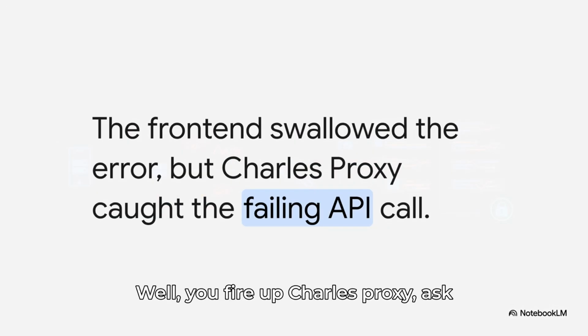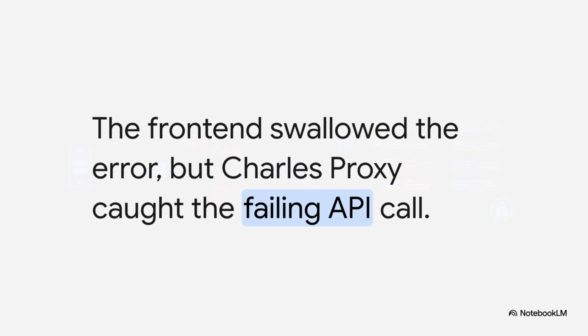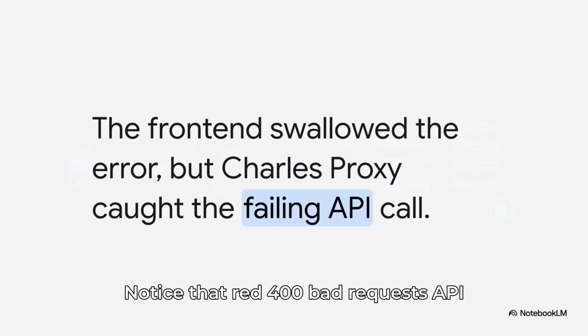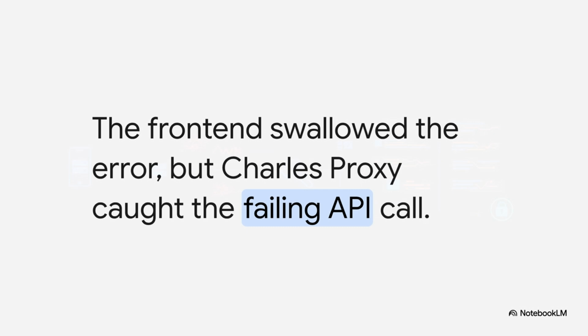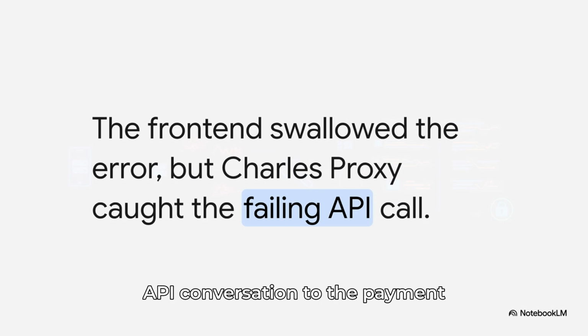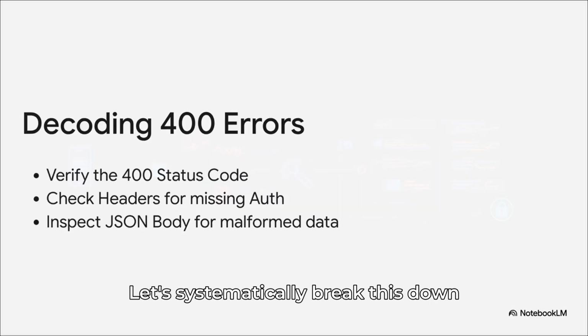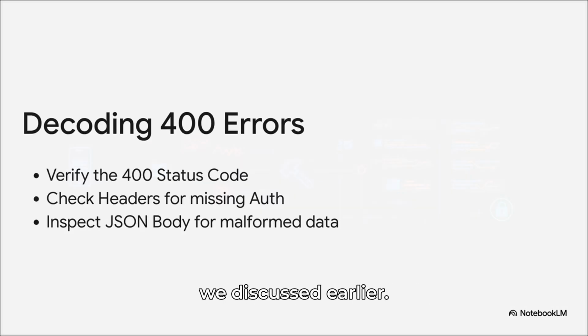Well, you fire up Charles Proxy, ask the user to attempt the checkout again, and you'll watch the traffic matrix. Notice that red 400 bad requests API call that pops up? The front-end application basically swallowed the error and gave the user a generic message. But Charles Proxy caught the failing API conversation to the payment endpoint happening right there in the background. We now have our prime suspect. Let's systematically break this down using the workflow we discussed earlier.